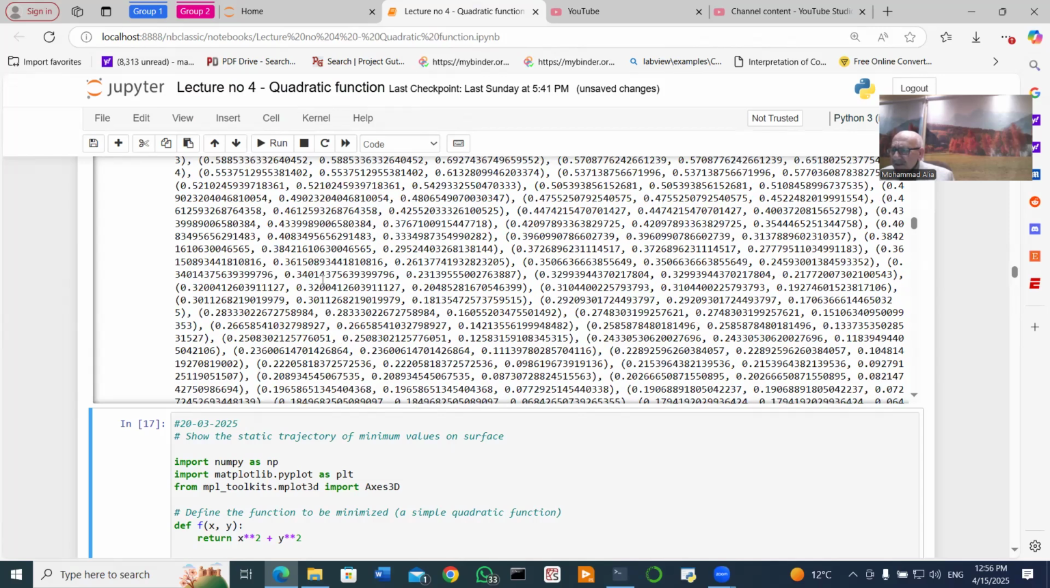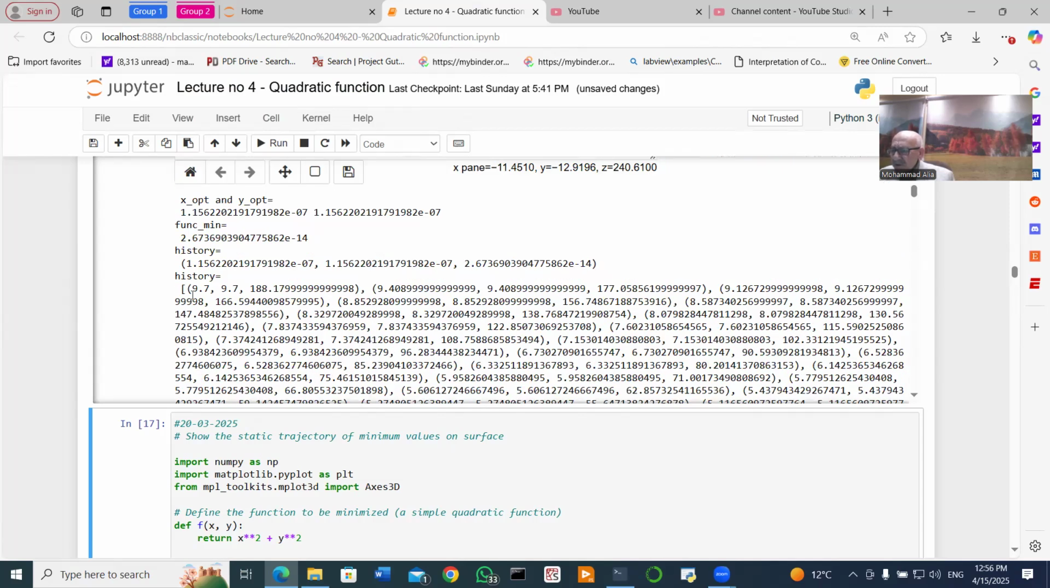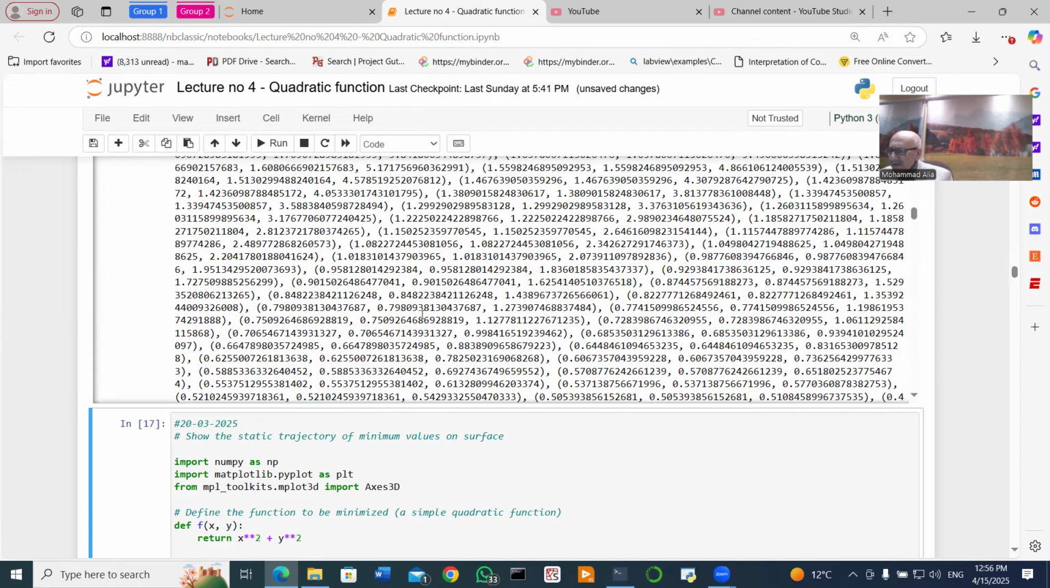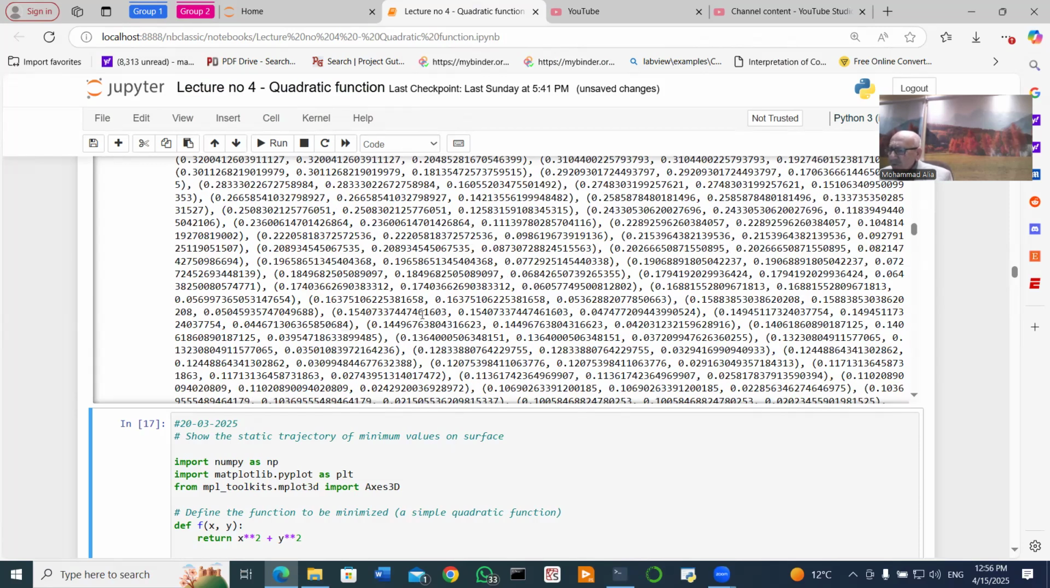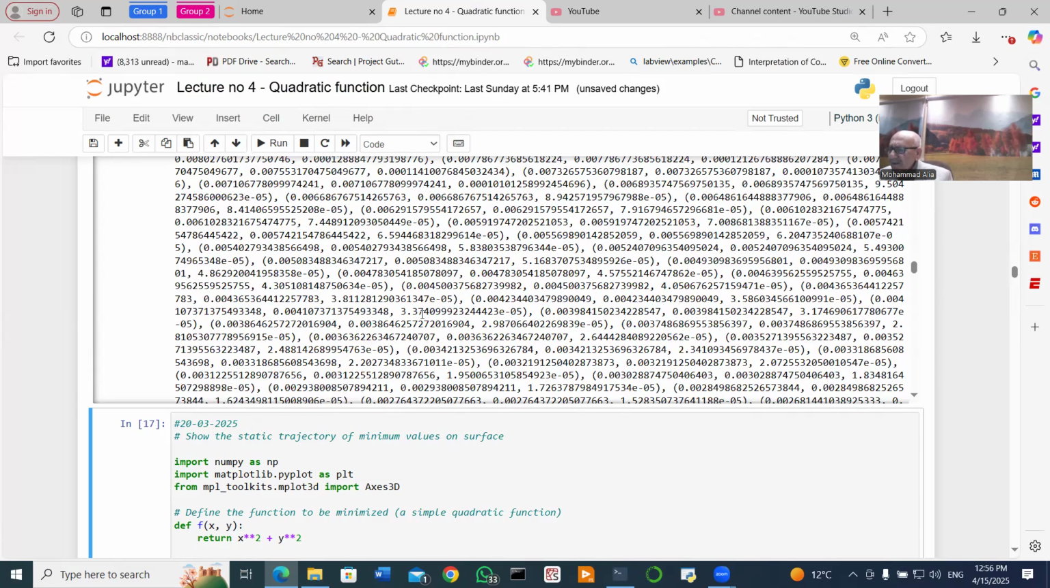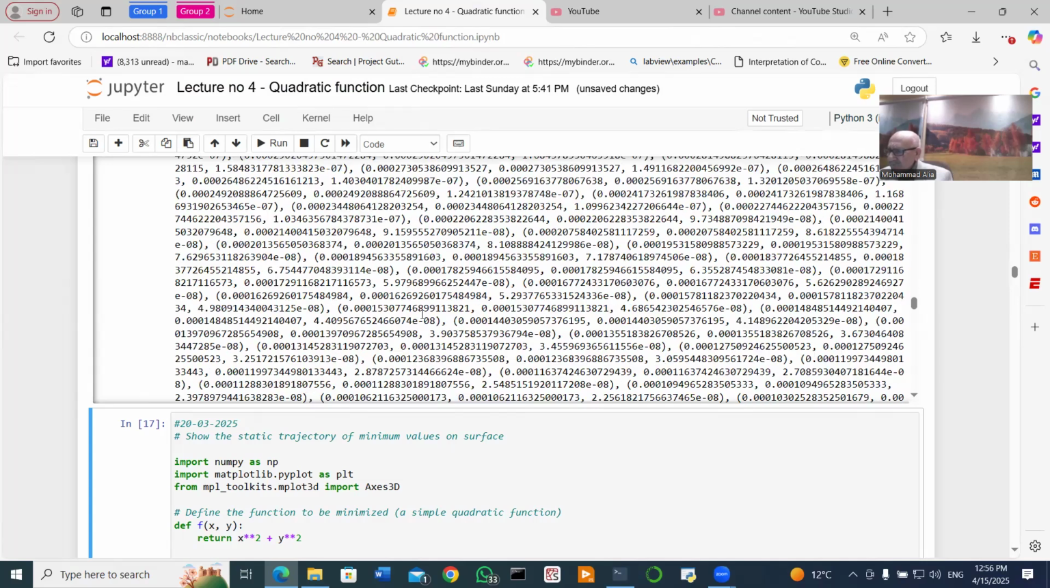If you remember, we have begun with the value 10. So here, the first iteration of x was 9.7. It moved from 10 to 9.7. The y, the same thing. And this is the value of the function. Now from 9.7, it became 9.4. And the other one, approximately the same. And then 9.1 and so on. And it continues decreasing until we come to the exact minimum value.